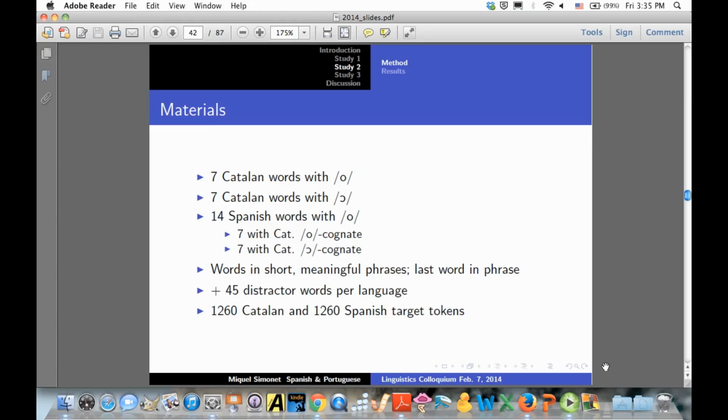the materials. There are 7 Catalan words with O, 7 Catalan words with A, and then there are 14 Spanish words with Spanish O. Now, of these 14 Spanish words, 7 have a Catalan O cognate and 7 have a Catalan A cognate. Okay? That's why there are a lot more Spanish words than Catalan words. The words are embedded in meaningful sentences. They're short, but it's not only the word. And there's a lot of data. Actually, there's more Catalan data than Spanish data, so there's a mistake there.